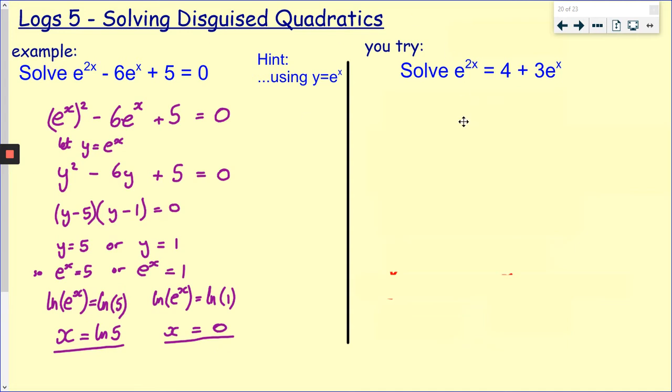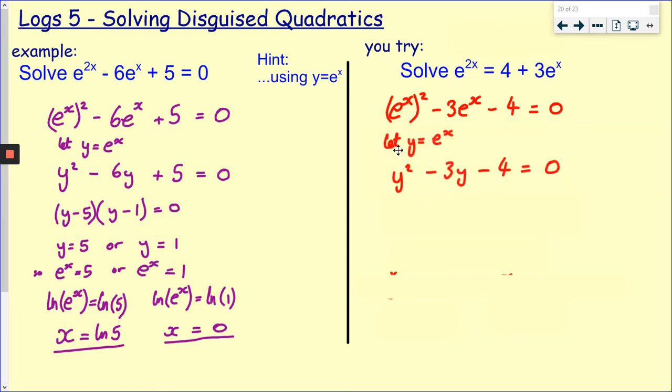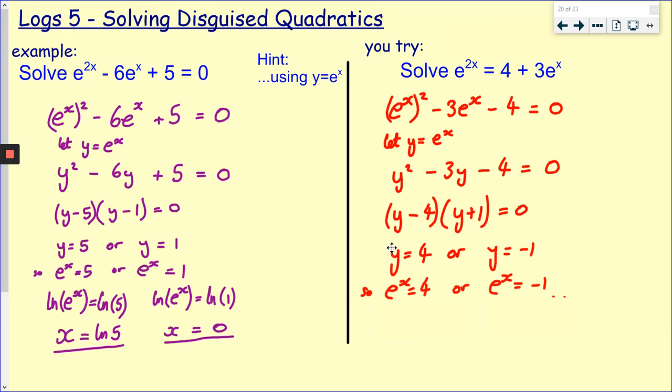The answer is as follows. Here, we're going to move everything across, because we've noticed this 2x and the x, move everything across to the left-hand side. We know it's going to be a quadratic, or disguised quadratic. We're going to substitute in our y for e to the x, solve the quadratic equation, and then put e to the x back in instead of y, and use logarithms to solve.